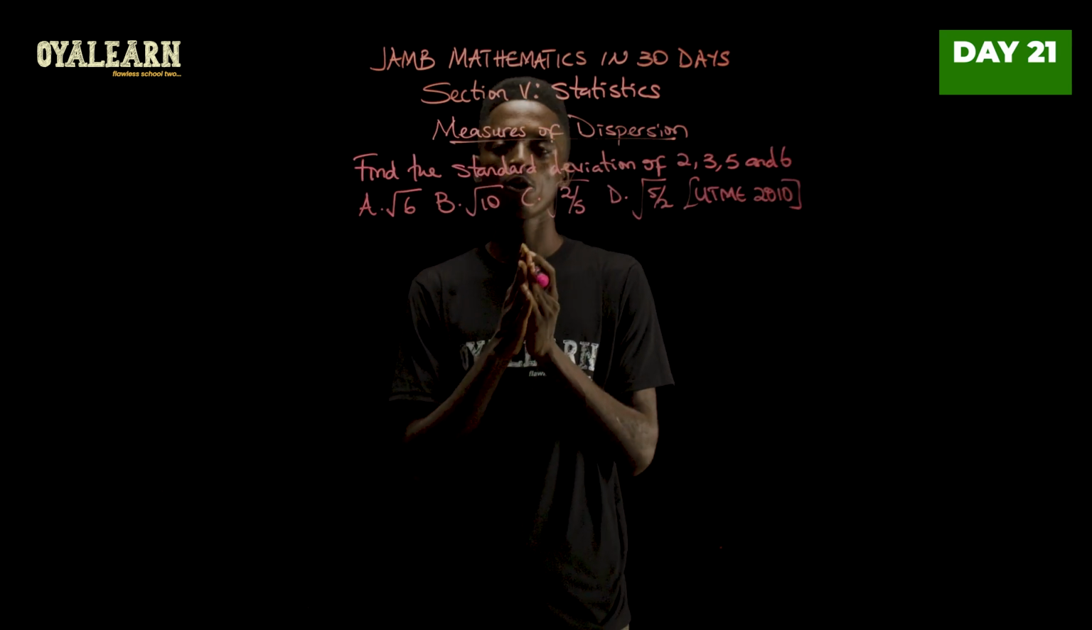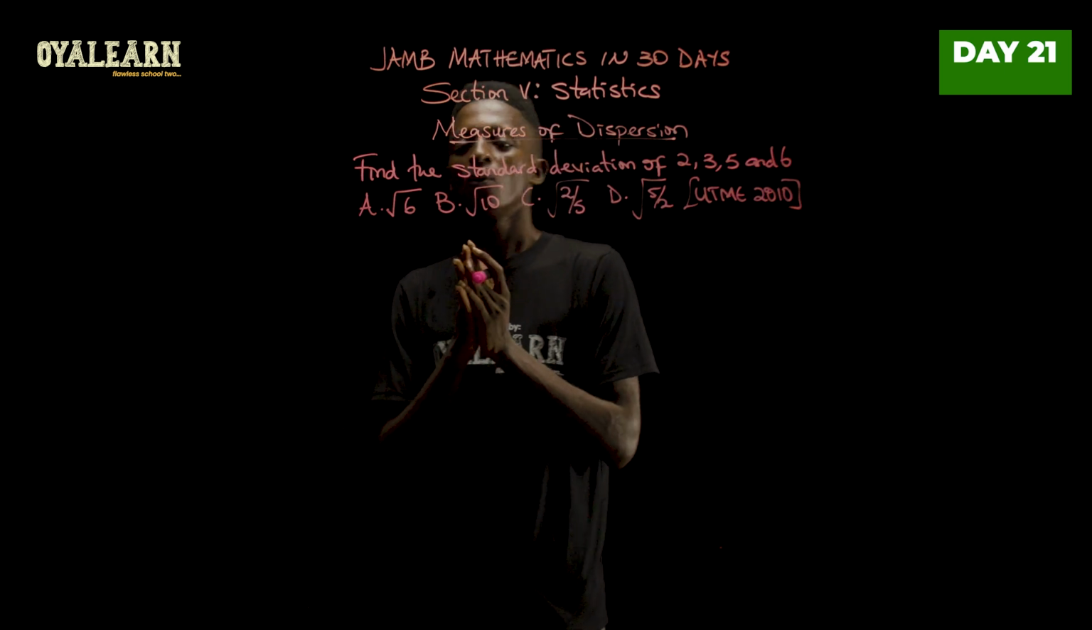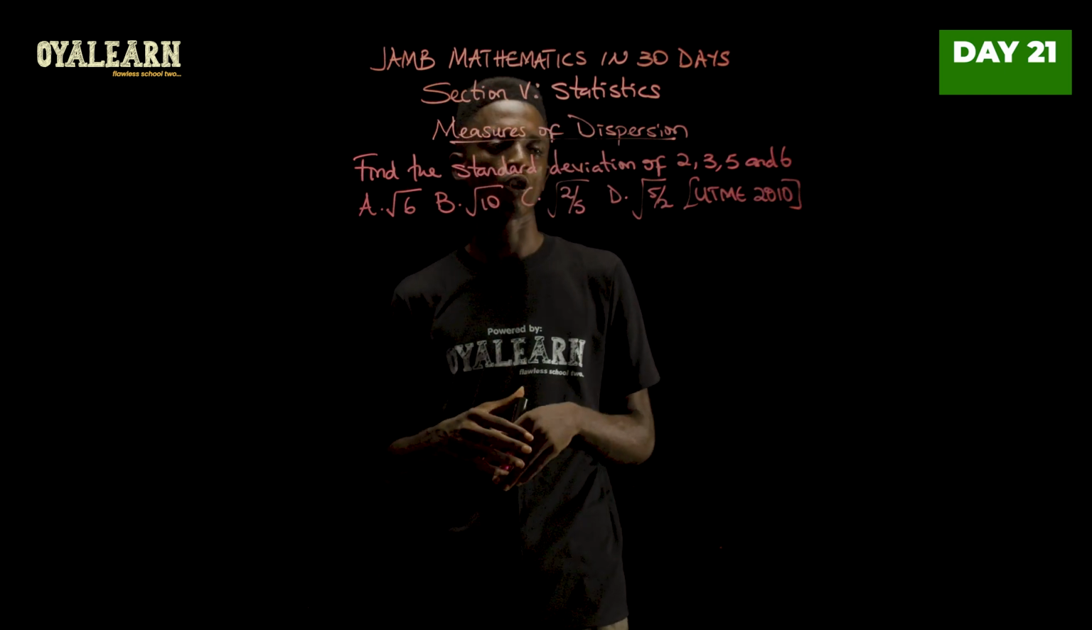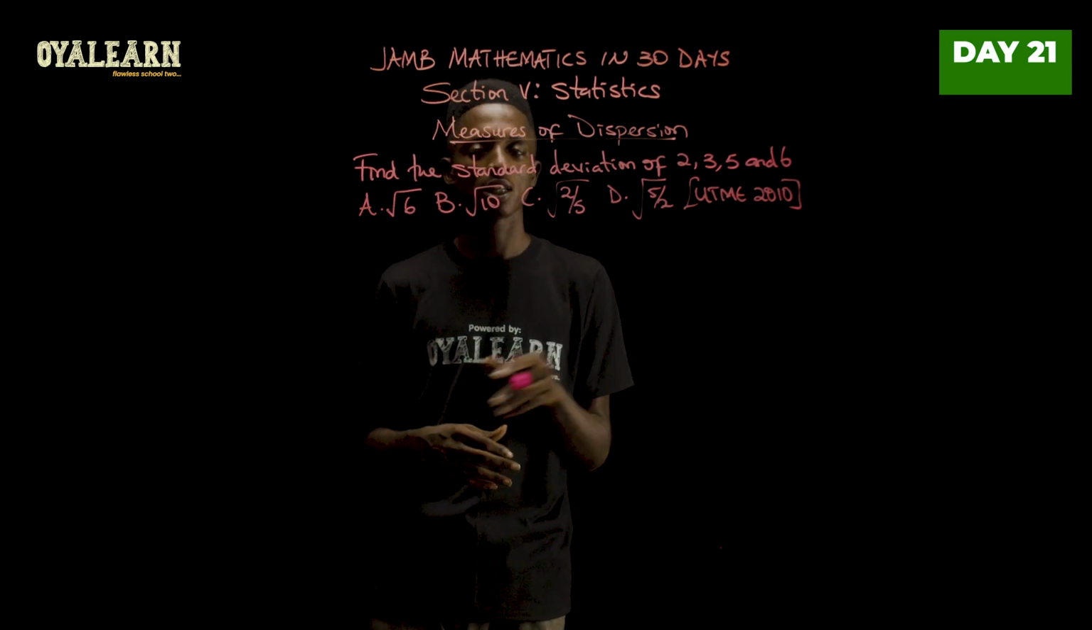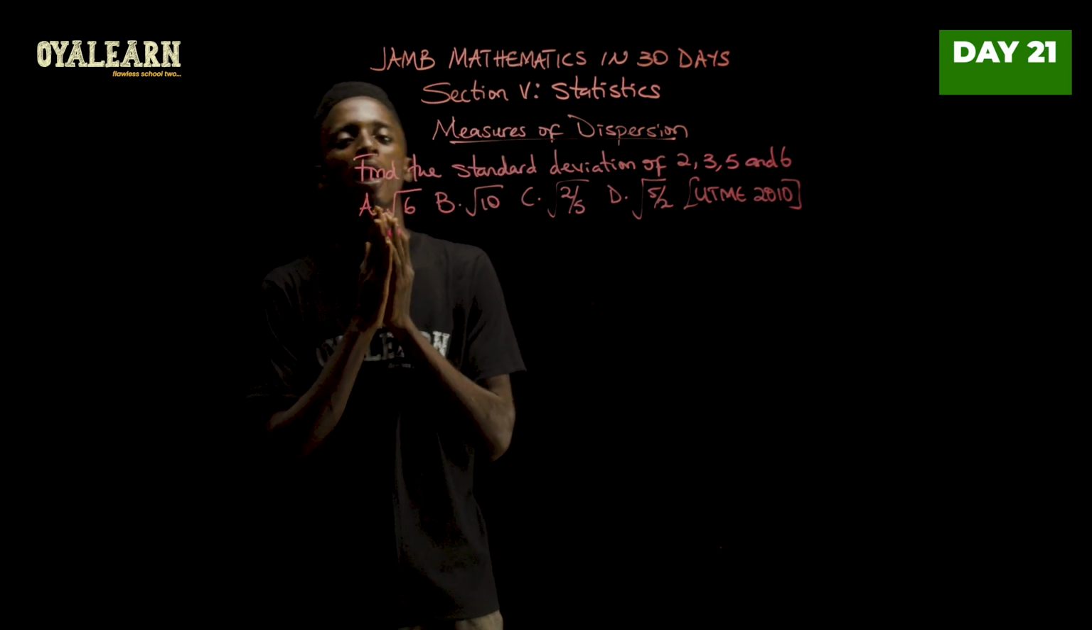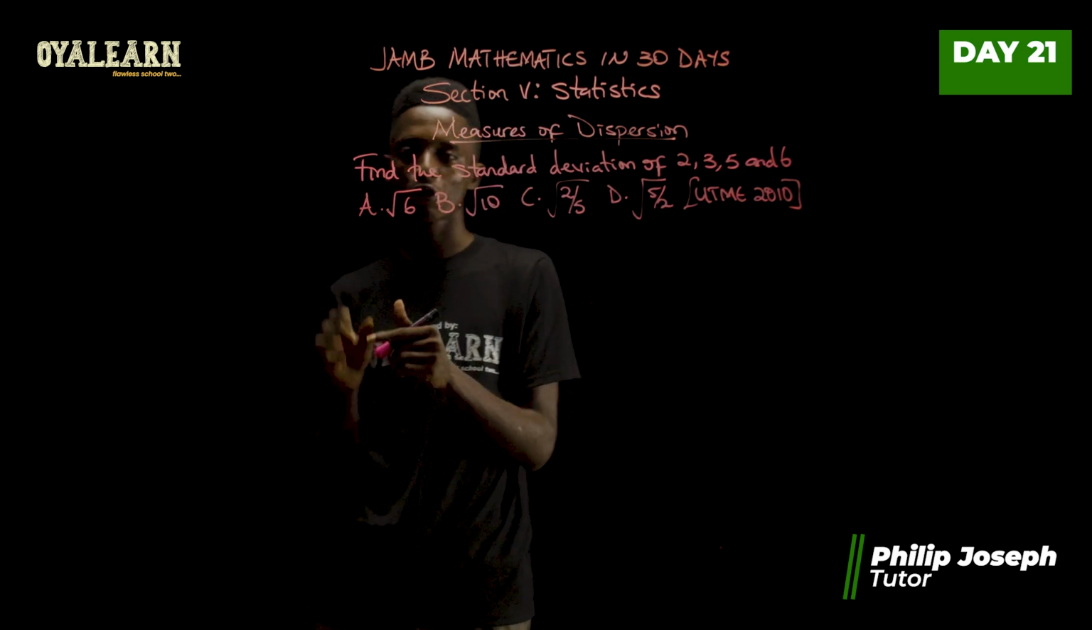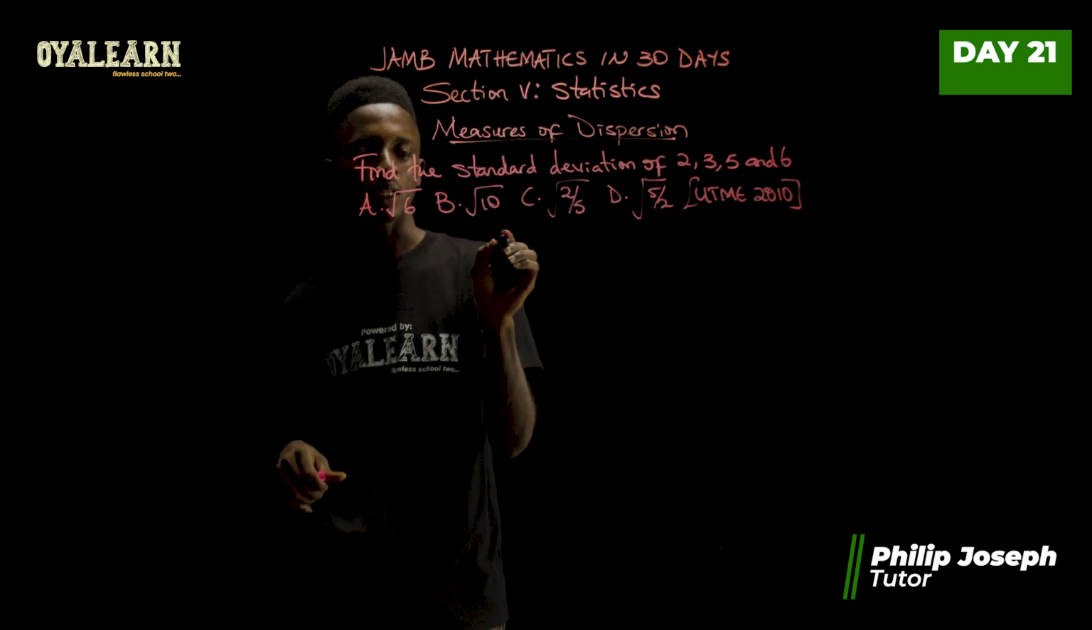In this question from Jamb 2010, we're asked to find the standard deviation of 2, 3, 5, and 6. So in this case, we have 4 sets of data entries, right? And to find the standard deviation, we're going to apply this formula.